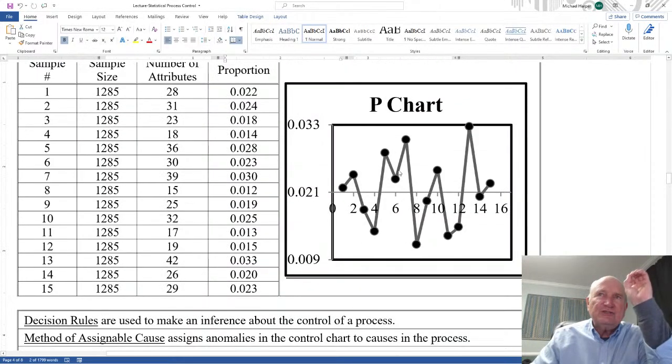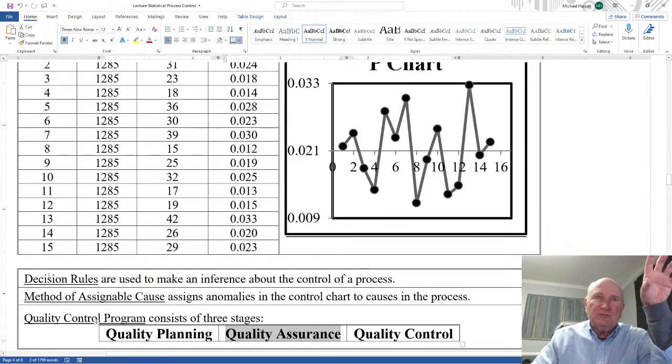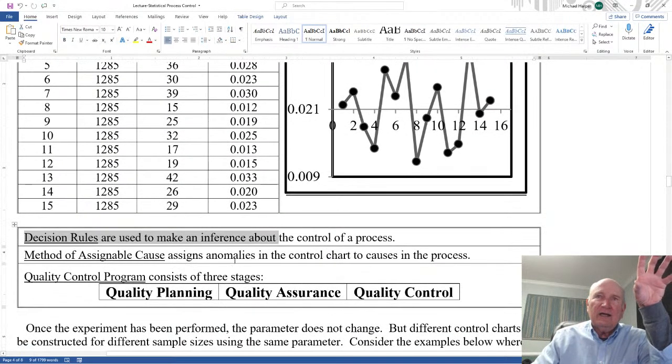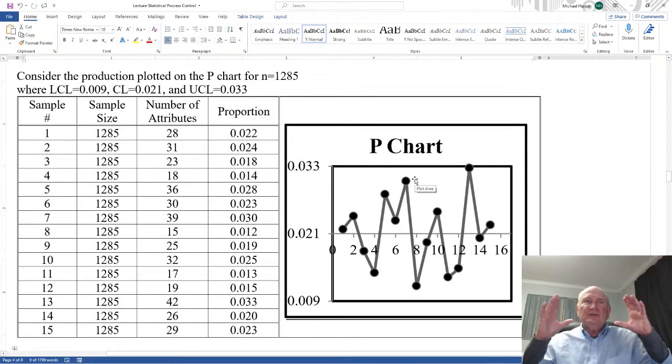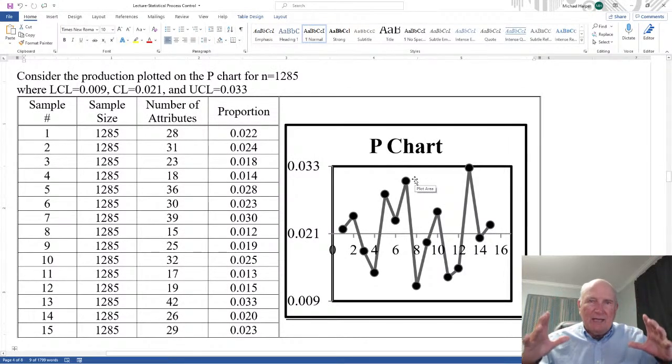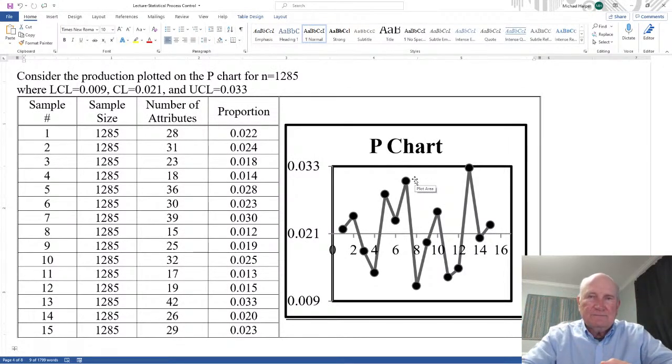Now, I'm defining quality assurance, and I do it in the video, as assuring that the measurements are done correctly, the proportions or the data is recorded correctly, it's reported in the chart correctly, the decision rules are done correctly. In other words, the assurance is that the plan is done as designed. You measure it, you have the inferences, you report it, everything around the process control chart is done correctly. That's assurance.